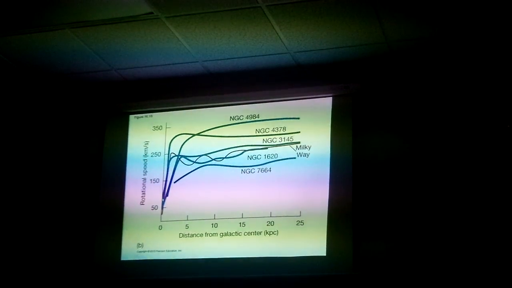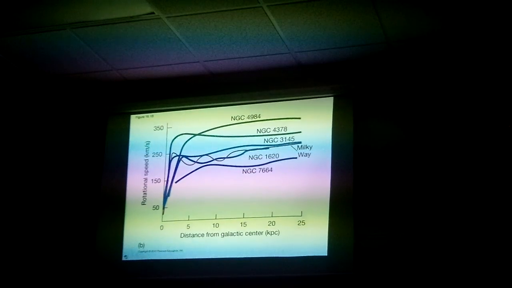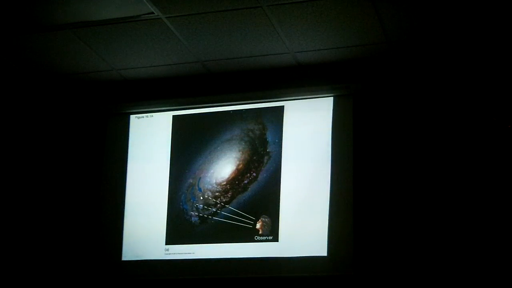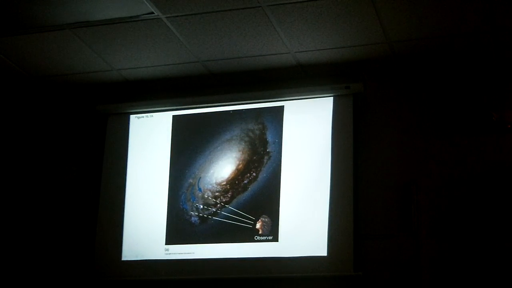These are some graphs showing the rotational speed. The different parts of a galaxy don't rotate the same. The closer you are to the center, the faster you'll rotate. And the further you are from the center, the slower you rotate. So they have what's called differential rotation. Stuff near the center is going around fast, and stuff further out is going around slower.